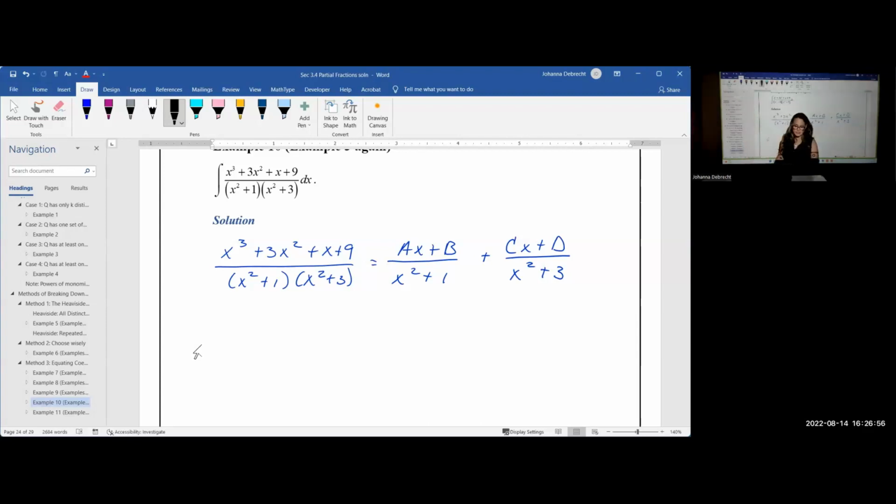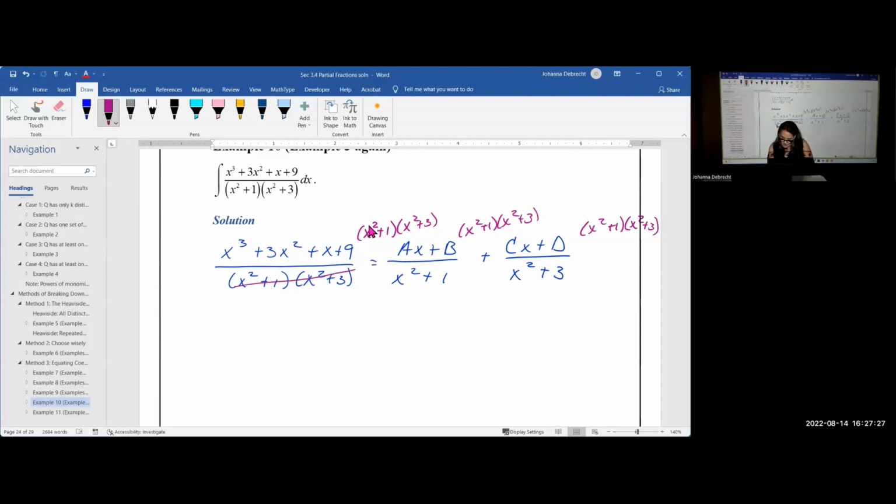So when we look at this one, what we want to do is we want to start by decomposing the rational expression in the integrand. So I'm going to take this and I'm going to multiply each side by the lowest common denominator, which is x squared plus 1, x squared plus 3, times x squared plus 1, x squared plus 3, times x squared plus 1, x squared plus 3, right?